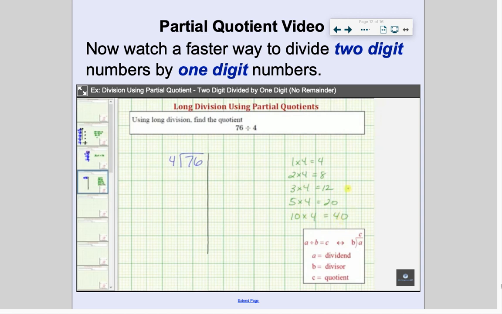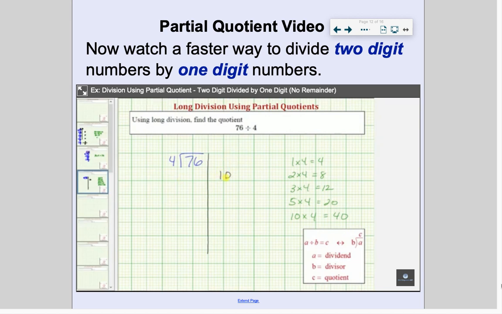Now going back over to our division problem, for the partial quotients method, we begin by considering the entire dividend of 76. We want to determine a certain number of 4's that we know for sure are in 76. So looking back at our products, because 10 times 4 equals 40, and 40 is less than 76, we know there are at least 10 4's in 76, so we'll use 10 as our first partial quotient. So we'll place a 10 on the right here.